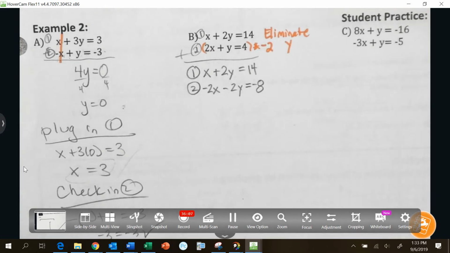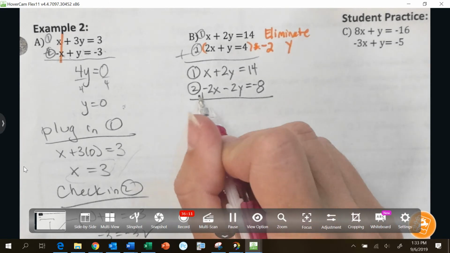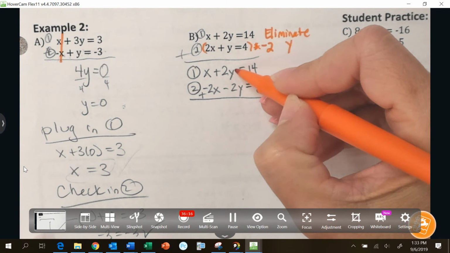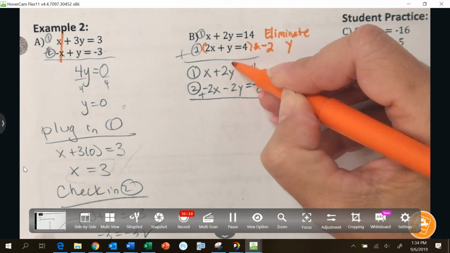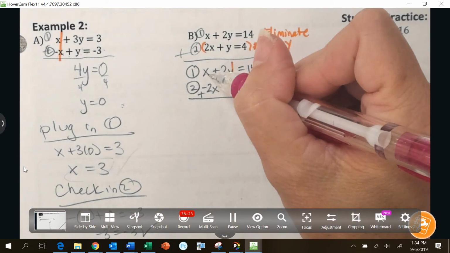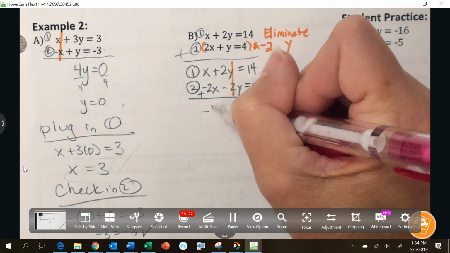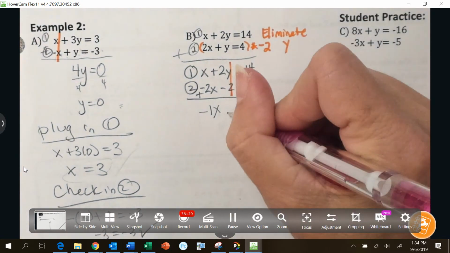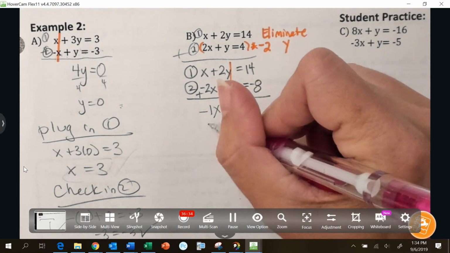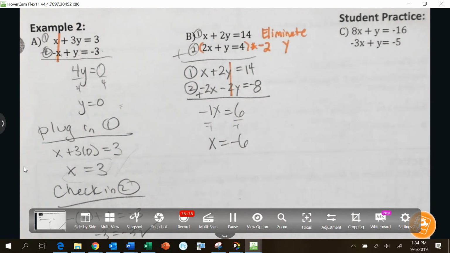So I recopied equation 1. I put my new equation 2. Then I'm going to add them together. Do the y's eliminate now? 2y plus negative 2y, they cancel each other out. So then what's x plus negative 2x? That's negative 1x, right? You don't have to put the 1. 14 plus negative 8 is 6. So divide by negative 1, and I get negative 6.